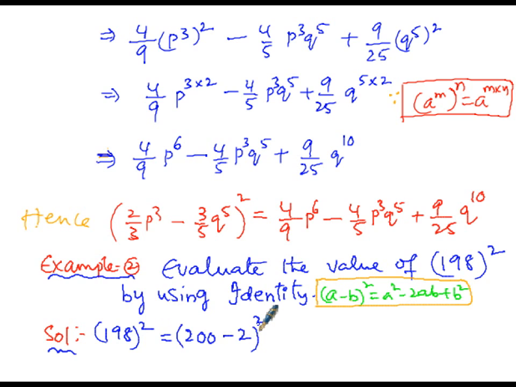Now I can utilize this identity, (a minus b) whole square equals a square minus 2ab plus b square. a must be replaced by 200 and b must be replaced by 2 in order to get the value of 198 whole square. Then the next logical step is, as per the identity, (a minus b) whole square equals a square minus 2ab plus b square.